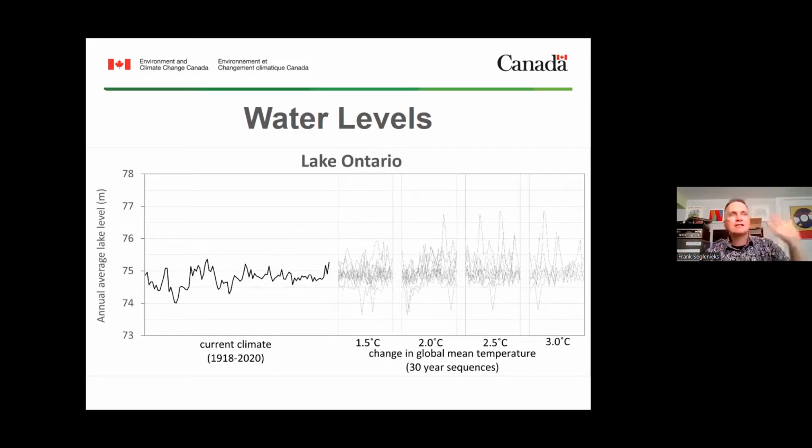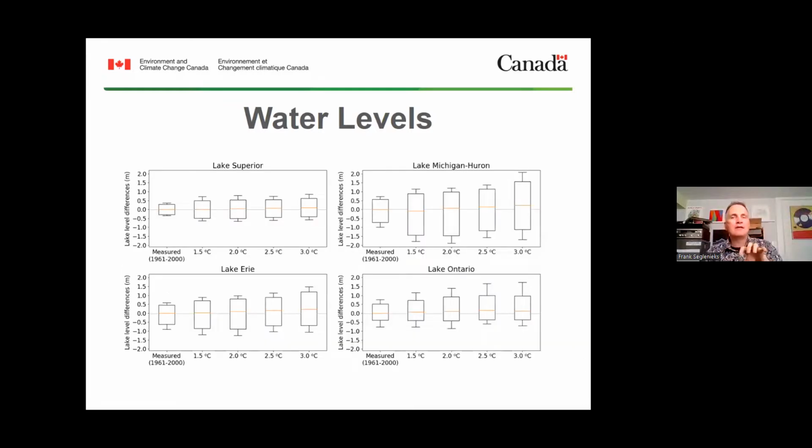Now we can imagine we summarize all these instead of these spaghetti plots. What I've done here is take those spaghetti plots and make nice box and whisker diagrams. So a little bit easier to see, but you can look at Lake Michigan-Huron. You can see that compared to the measured range, we all know what box and whisker plots look like, you can see how the range increases as you go higher and higher in change of global mean temperature. And the same thing for the other lakes, depending on your extent.